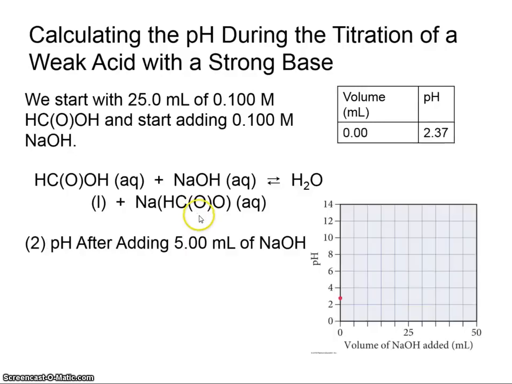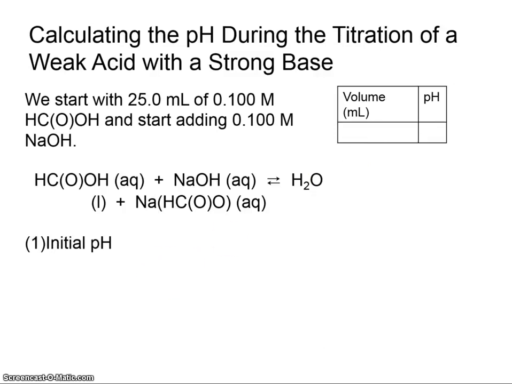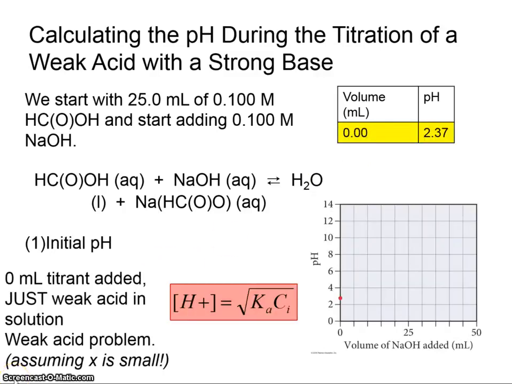Well, the initial pH means just when I've got 0 added. So here, at the initial pH, in the beginning, it's just the weak acid in solution. I can find H plus using my shortcut, right? H plus is equal to the square root of Ka times C, assuming x is small, and it comes out as 2.37.